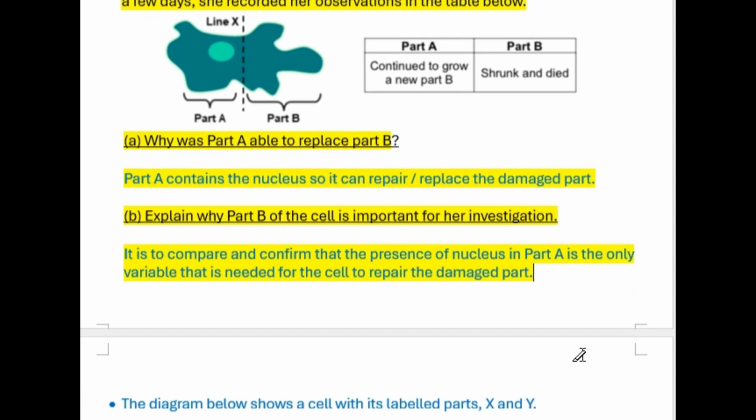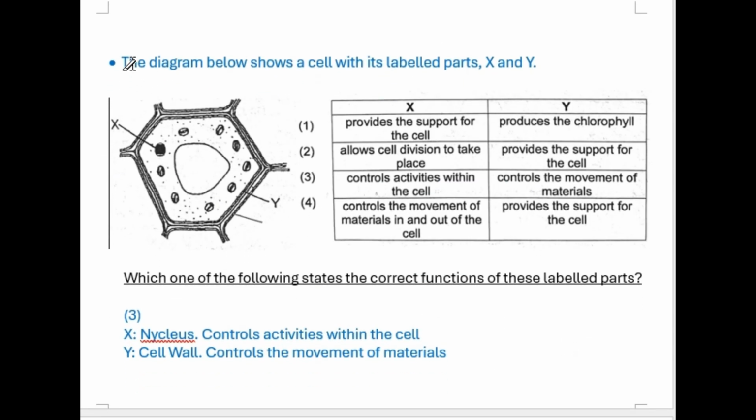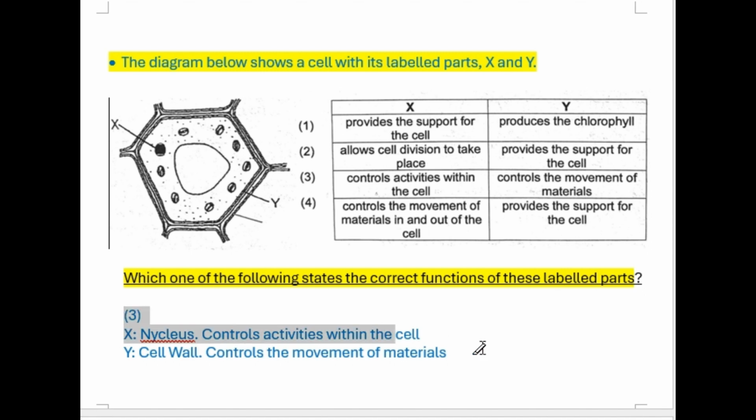The diagram below shows a cell with its labeled parts, X and Y. Which one of the following states the correct functions of these labeled parts? X, nucleus. Controls activities within the cell. Y, cell wall. Controls the movement of materials.